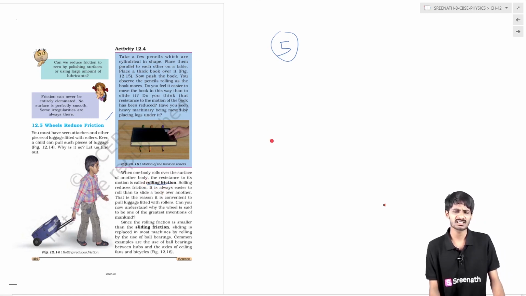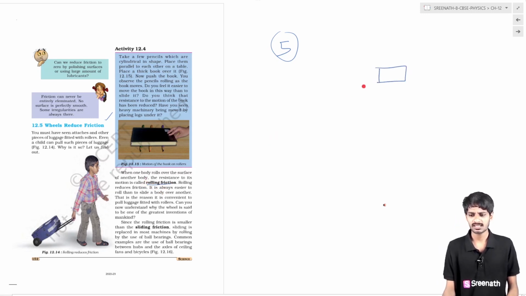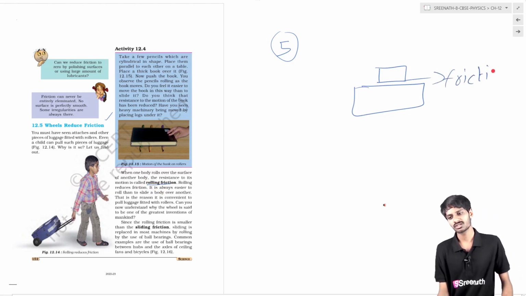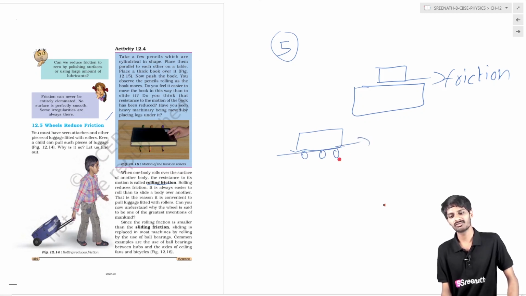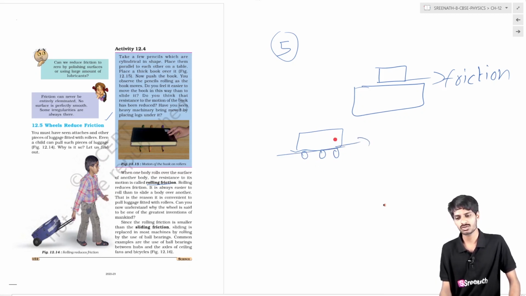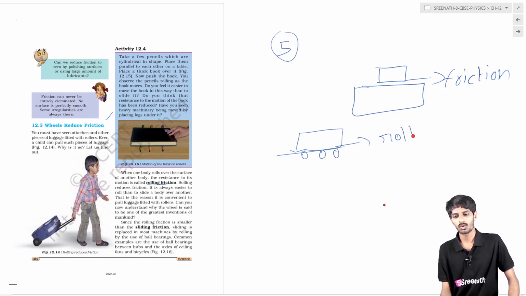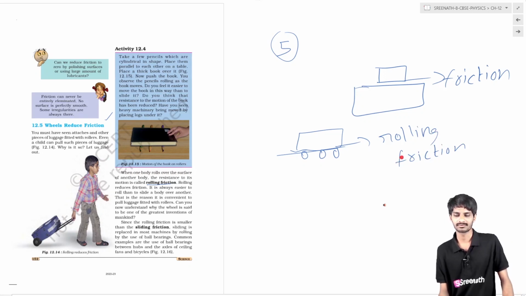So normally, what does friction mean? When there are two surfaces in contact, there will be a resistant force called friction. But when one surface is rolling on another surface, in between these two also there is some resistant force. That resistant force is called rolling friction. What is rolling friction? Okay, so this is the rolling friction.